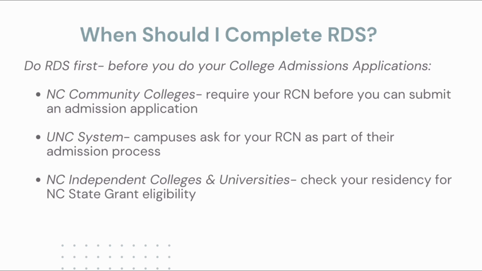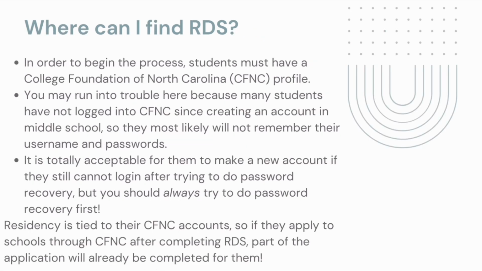For example, NC Community College requires your RCN number before you can submit an admissions application. UNC system campuses ask for your RCN as part of their admissions process. And NC independent colleges and universities check your residency for NC State Grant eligibility. You can find RDS on the CFNC website, College Foundation of North Carolina. They have recently changed their name from Foundation to For. Just a little tidbit there.